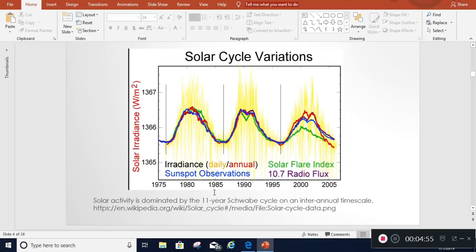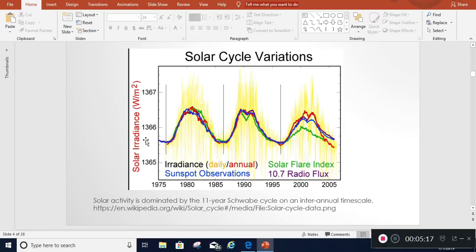So the first thing is, this is that cycle I was telling you about. We have a regular solar minimum and a regular solar maximum. And you can see the thing goes up and down like this. And this has a radiance, solar flare index, and sunspot observations, and then even a radio flux.